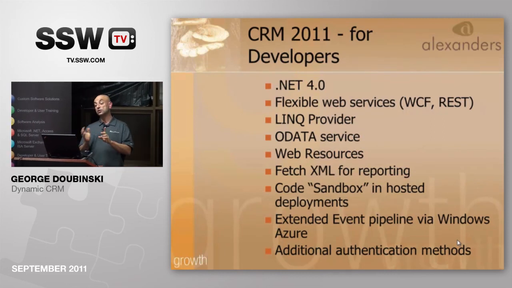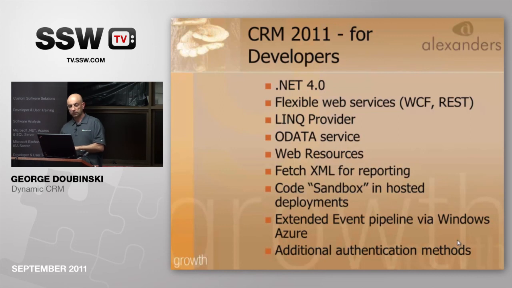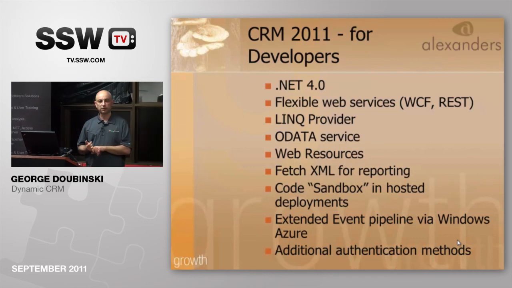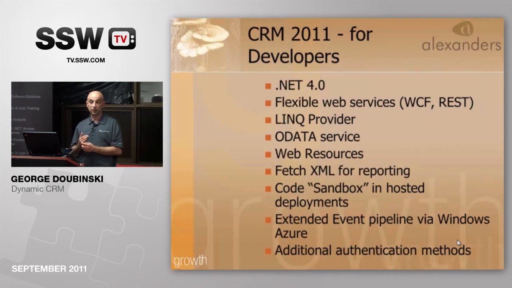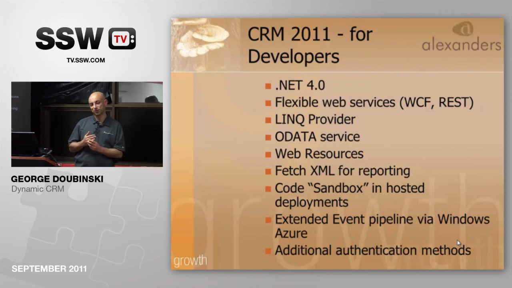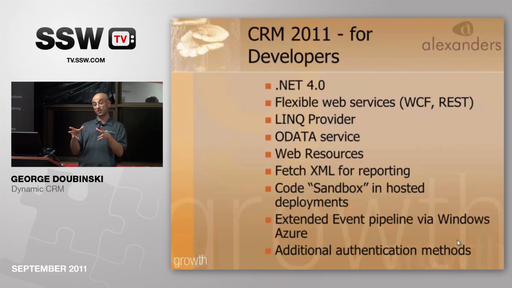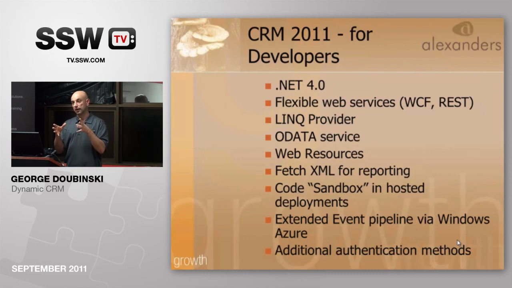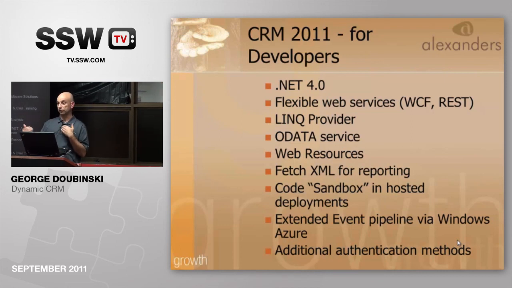What it is for developers, you guys developers here. So CRM 2011, it's .NET 4. It's got flexible web services. In addition to SOAP endpoints, there's WCF and REST. There's a LINQ provider for CRM, and we'll use it. There's an OData service. Now, with OData, the only limitation is that it can be used only inside the CRM application itself, that is, say, within the browser, because authentication is not yet an integral part of OData. So once it becomes a standard, CRM will move to that. But at the moment, it's impossible to authenticate reliably from outside.